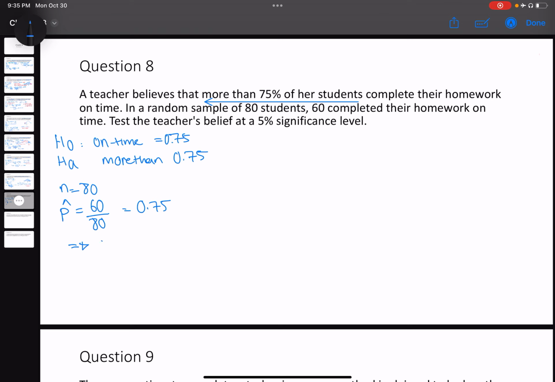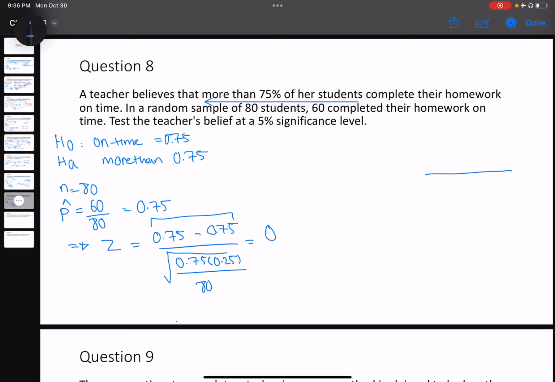Here we can get the z value for the proportion. 0.75 minus 0.75 divided by the square root of 0.75 times 0.25 divided by n, 80. Here, the numerator equals 0, so the whole fraction will be 0. And z at 0, we know it will be 50%.